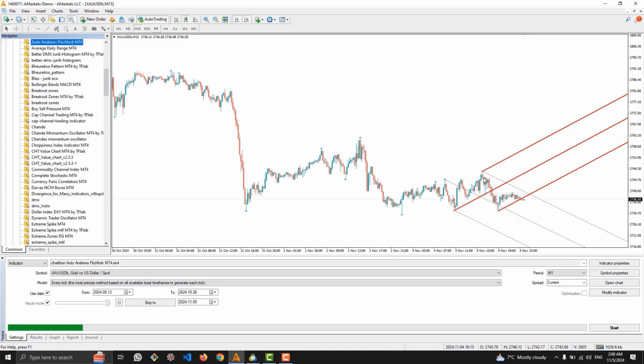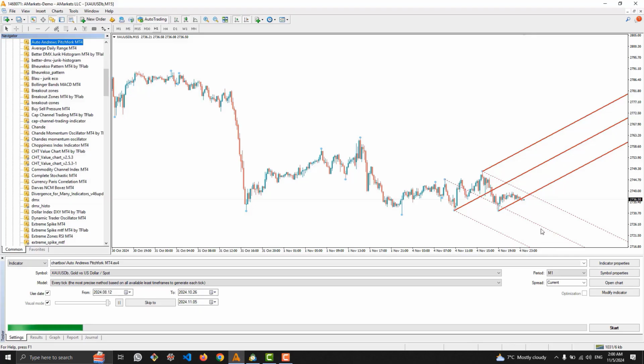It draws an Andrews pitchfork on points 1, 2, and 3, and another Andrews pitchfork on points 2, 3, and 4. The philosophy of the Andrews pitchfork is such that the price always returns to the middle line after hitting the upper or lower lines.